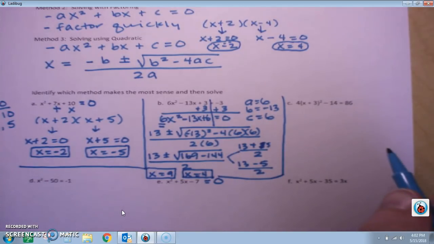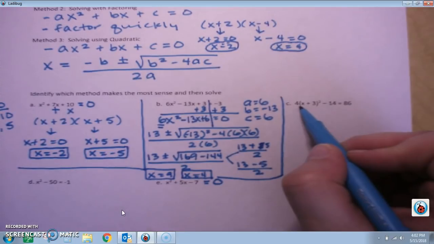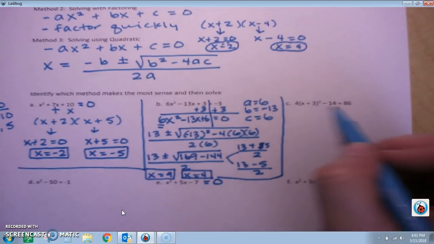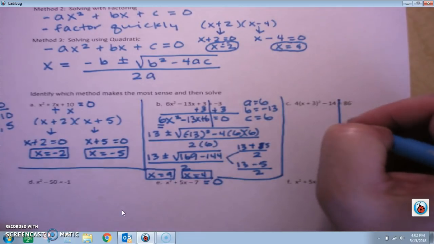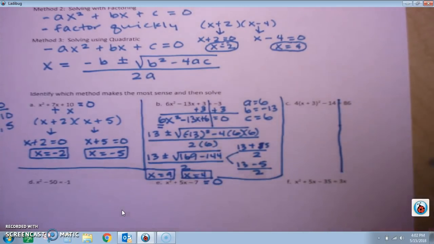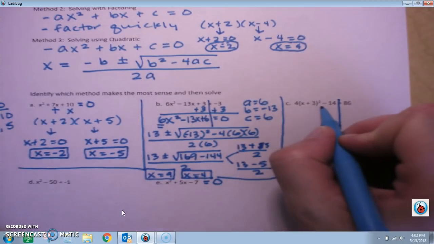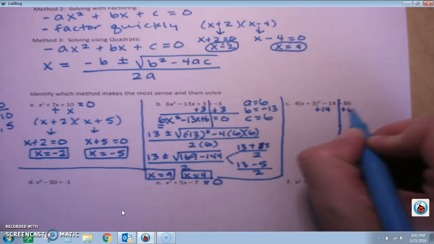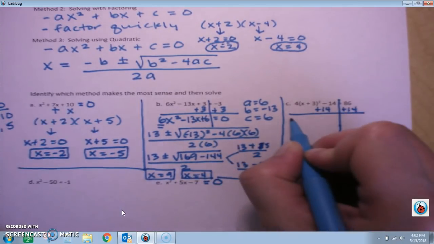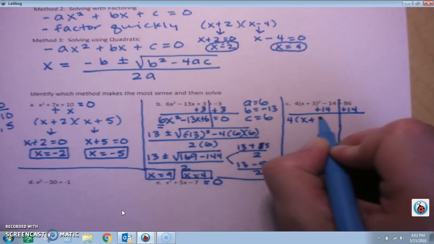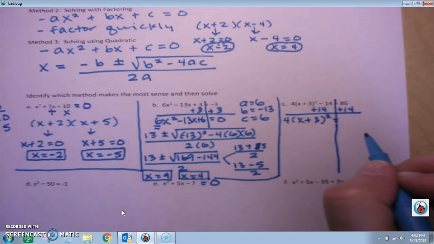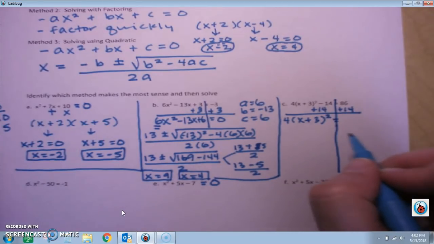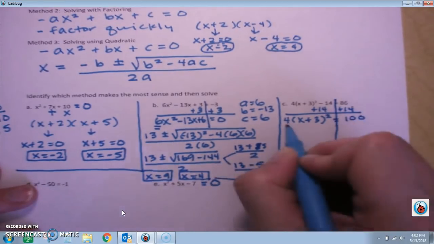All right, next one. I see an x with parentheses and something squared, but there's not also a separate x term. So we're going to do train tracks for this one. This is the kind that we talked about the other day. So I'm going to add 14 first. I'm doing like PEMDAS backwards. So 4(x plus 3) squared, then 86 plus 14 is 100. Then divide by 4.